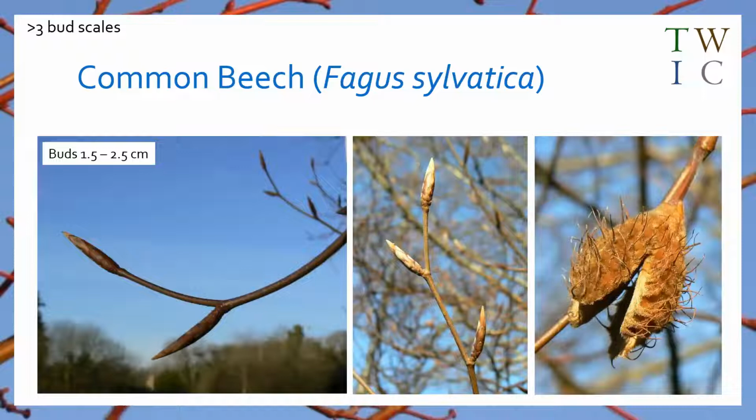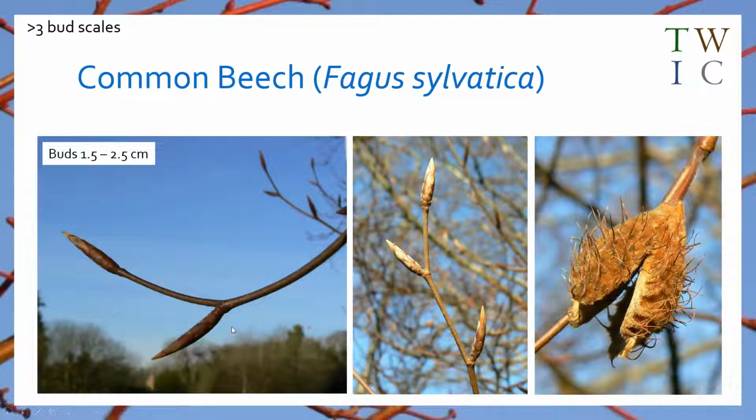So we'll move on to the beech. So we're still on the alternate twigs, alternate buds. In this species, the buds are very long and slender, and they have a large number of scales. They're sort of brownish colour, torpedo shaped.